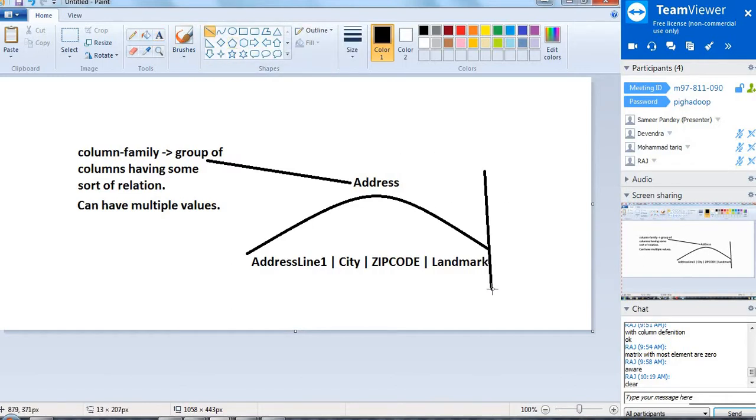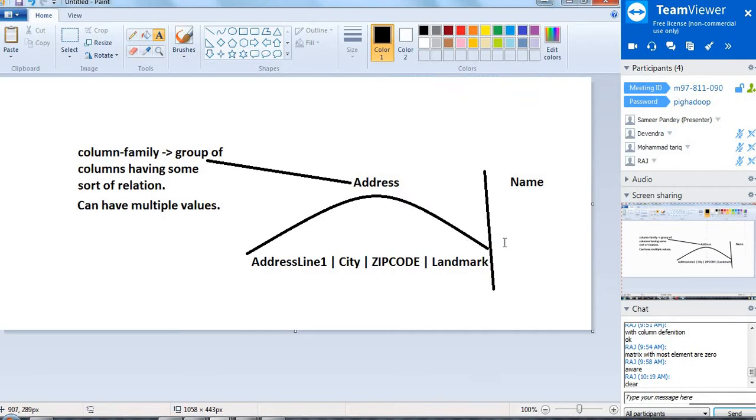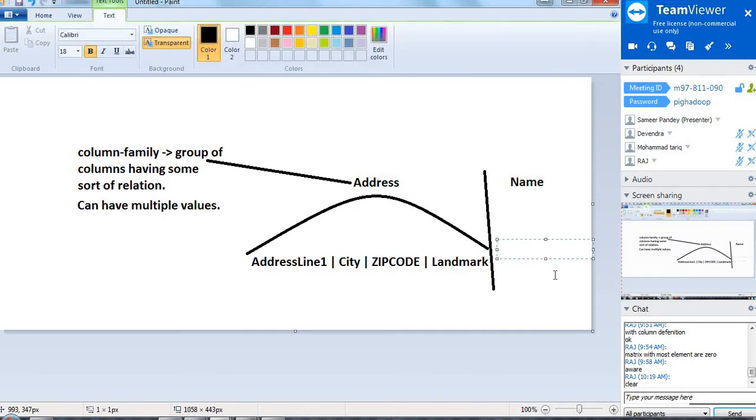The second column family can be a name. Can someone tell me, I just want to understand what are the things that can come inside the name? Okay, name is a column family. If it is SQL, then how many columns will you create for this name only? When I say name, and if you are a SQL developer, then what are the things you will add? First name, second name, last name. Very good. F name, L name, middle name is also fine, right?